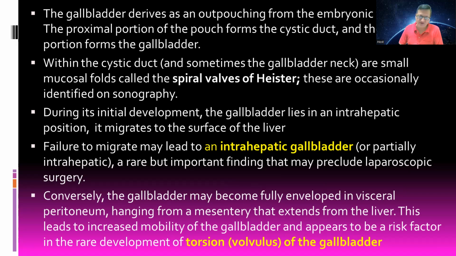Conversely, the gallbladder may become fully enveloped in the visceral peritoneum and hang from the mesentery line that extends from the liver. This leads to increased mobility of the gallbladder and appears to be a risk factor for the development of torsion or volvulus of the gallbladder.